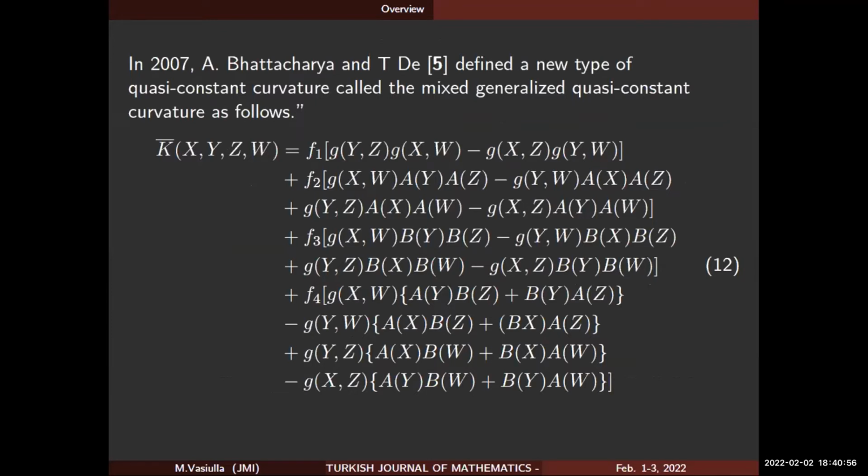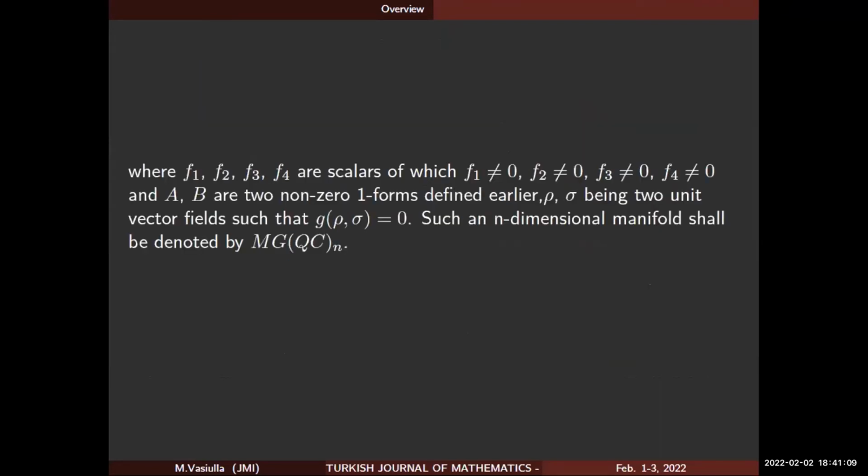A. Bhattacharya and others in 2007 defined a new type of quasi-constant curvature, which is called the mixed generalized quasi-constant curvature, defined as follows, which is given by (12), where f1, f2 are scalars of which f1 to f4 are non-zero and A, B are two non-zero one-forms defined earlier, rho, sigma being two unit vector fields such that g(rho,sigma) is equal to 0. Such a manifold is denoted by MGQCN.